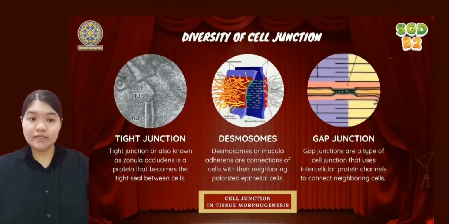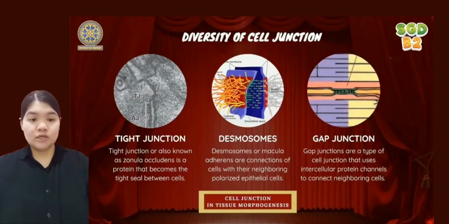Desmosomes or macula adherens is derived from the Greek words desmos, which means connection, and soma, which means body. Therefore, desmosomes are a connection of cells with their neighboring polarized epithelial cells. Desmosomes anchor each cell through its membrane to the cell's cytoskeleton, by anchoring each cell's intermediate filament cytoskeleton to its plasma membrane, providing a very strong adhesive junction between cells.